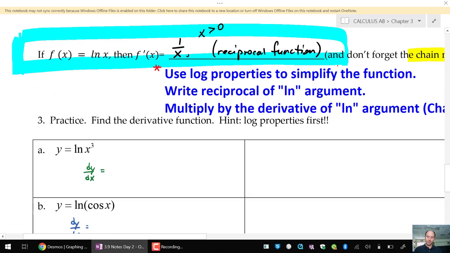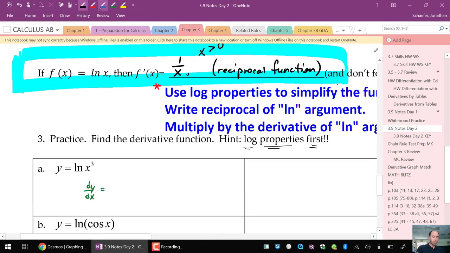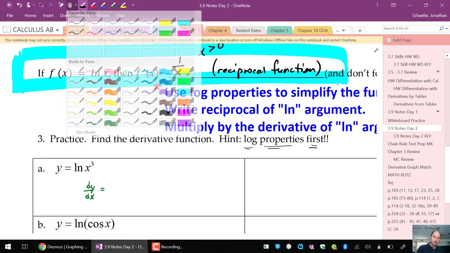Let's practice. Look at the hint. Log properties first. Make your calculus as easy as possible by using laws and properties and mathematical rules of algebra before you dive into rules of derivatives, which can be more complicated. So looking ahead here at letter A, we've got a series of examples that we'll work out together.